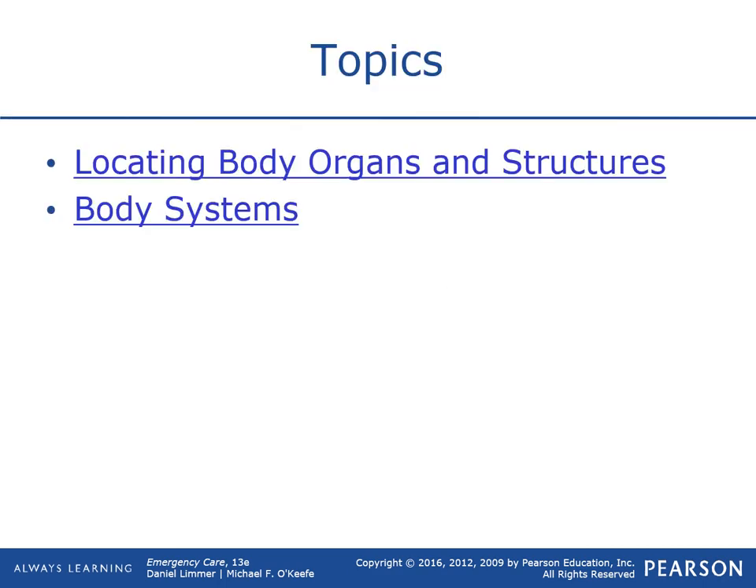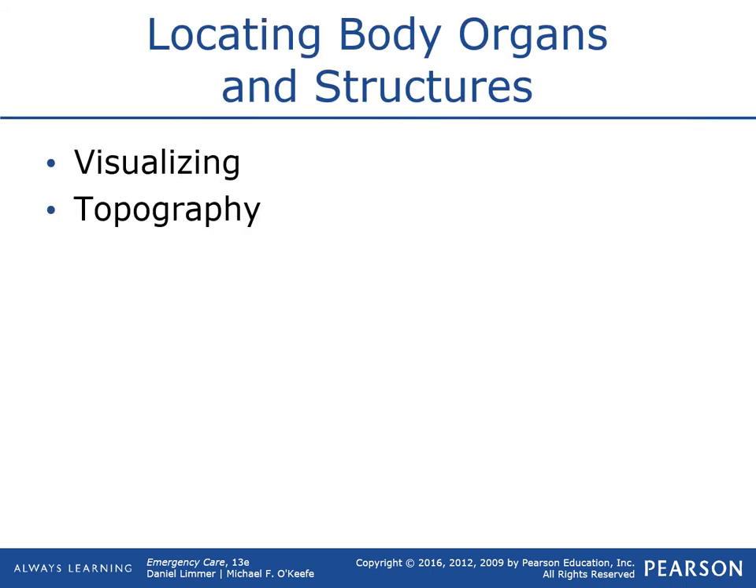So we'll be talking about locating the body organs and structures as well as body systems. When you're locating body organs and structures, we use visualization. If you know roughly where it is in the body, we can visualize just that area, or visualize an area that's near and easy to see, such as the nipple, which is near the heart or the lungs. If it's a thing that you can visually see on the body, that's one way to identify it.